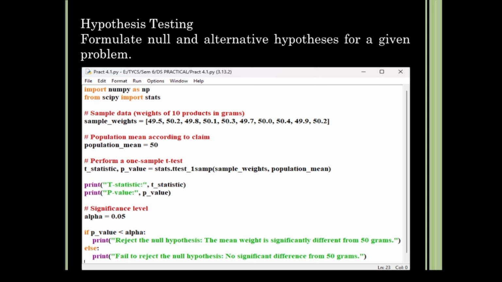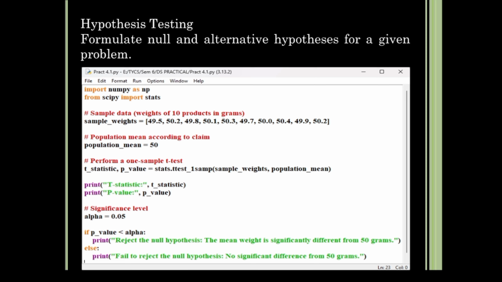Now, the null hypothesis, H0, means that the mean weight is 50. And if it is rejected, the mean is not 50. If p-value is greater than or equal to 0.05, then it prints fail to reject the null hypothesis, which means that we do not have enough evidence to say the mean is different. So the claim of 50 grams stands. Null hypothesis is mean equals 50 and alternative hypothesis is mean not equal to 50.